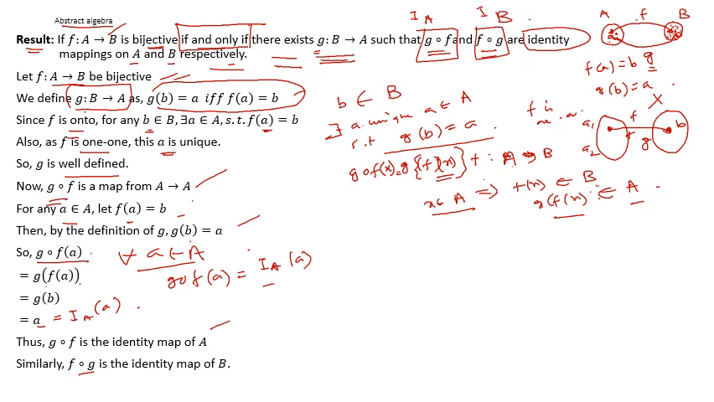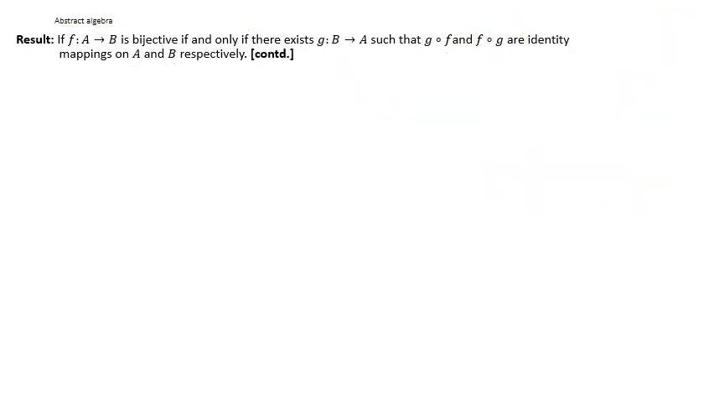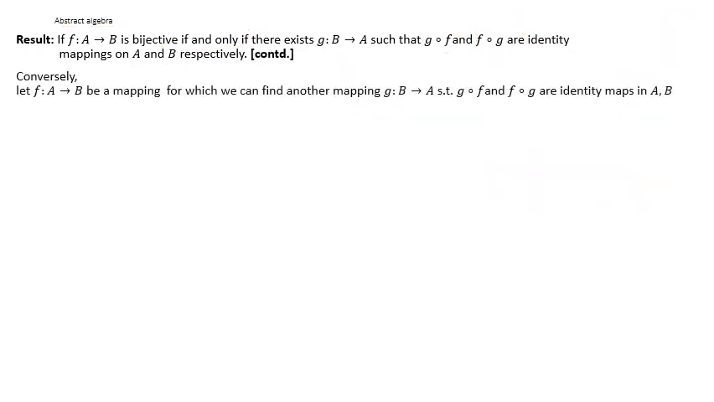In next part we will show that if such a map exists such that GOF and FOG are identity maps, then F must be bijective. Now, conversely, let F from A to B be a mapping for which we can find another map G from B to A such that GOF and FOG are identity maps. Now, we need to show that F is bijective. Let's see what we need to show.